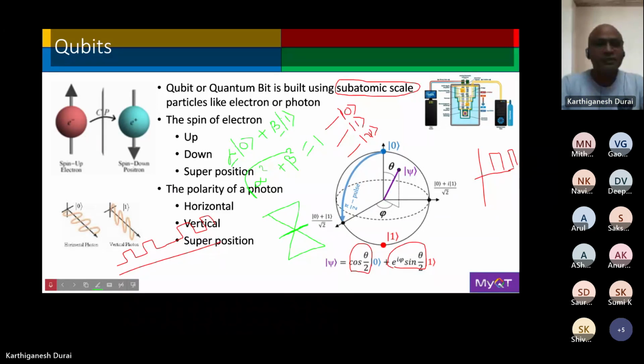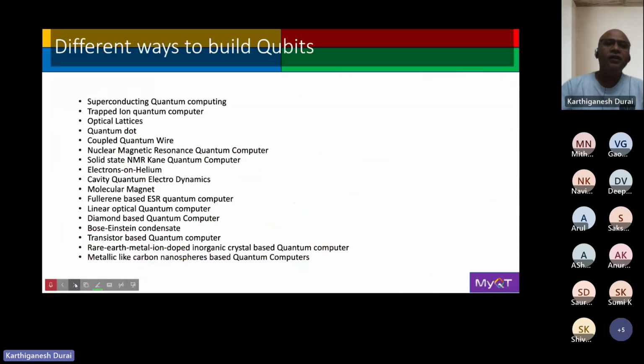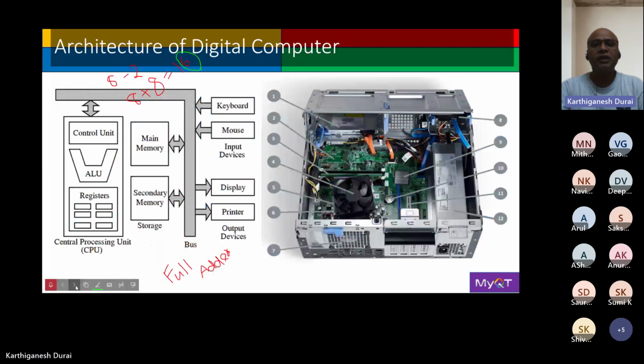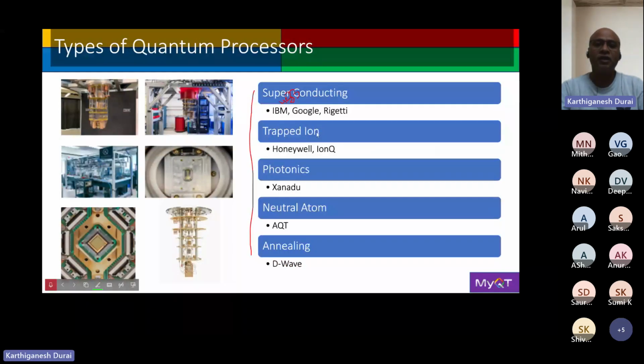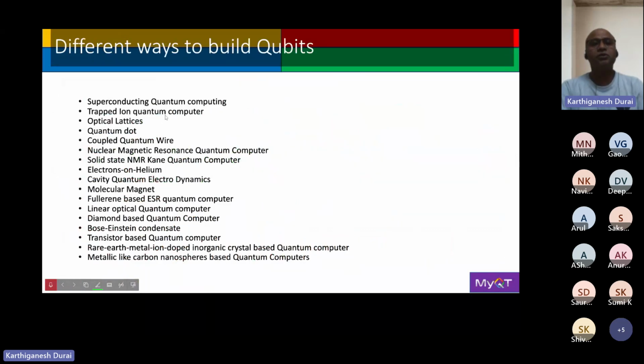Okay, right. Let us move to the next topic, which is different ways to build qubits. So far we have been discussing these: superconducting, trapped ion, photonics, neutral atom, annealing. These are all matured technologies to create qubits. But there are possibilities to use other technologies to build qubits: superconducting qubits, trapped ion, optical lattice, that is photonics-based quantum computing, and quantum dot.